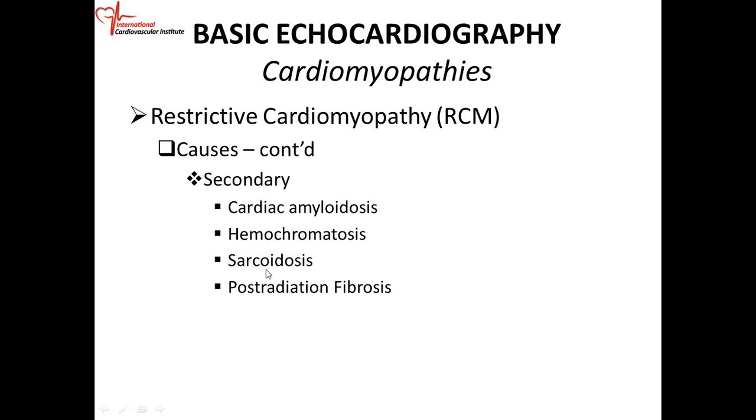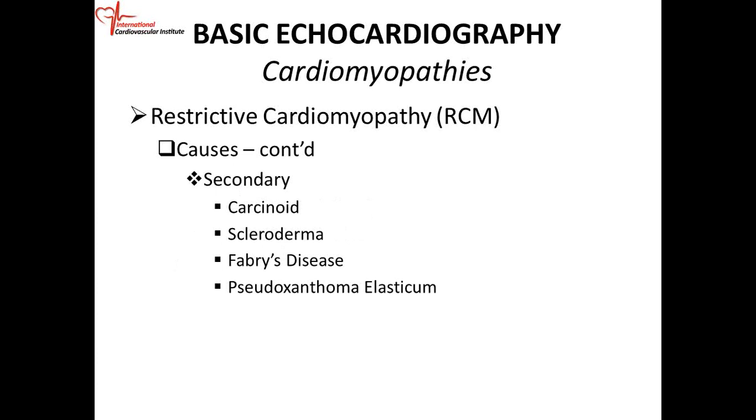Sarcoidosis. This is another systemic disease. It commonly affects the lungs and the joints, but the heart can also be involved. You can get a restrictive cardiomyopathy. Post-radiation fibrosis. Any condition that requires radiation of the chest, such as lung cancer, breast cancer, or lymphoma, can cause fibrosis of the heart and a restrictive cardiomyopathy. But the one they love here is amyloid, cardiac amyloid. So you have to know what that looks like.